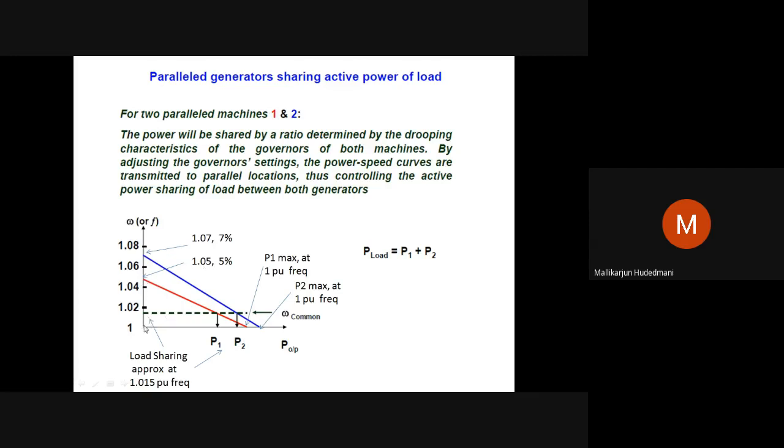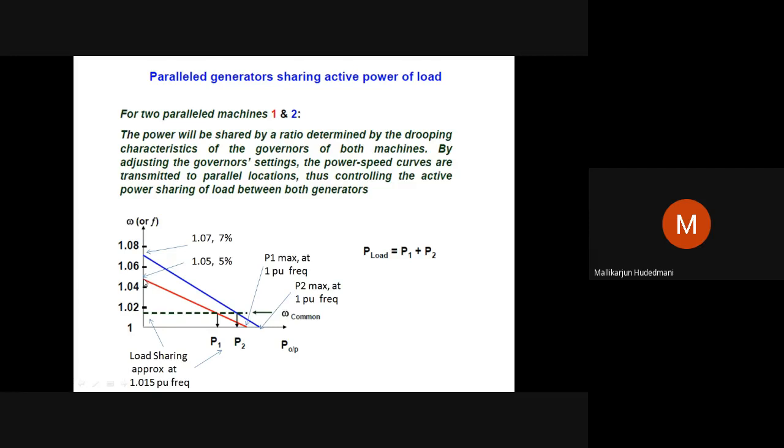It refers to 100 means 1. 1.05 means 0.05 refers to 5% of droop. This machine is surely having 5% droop, which made you touch 1.05 over here, and somewhere at this point on the x-axis touching, I call it P1 max, the output of machine 1 maximum. At what frequency? 1 pu frequency line. Hence it is P1 max at 1 pu frequency, and 1.05 is the frequency start point at no load.